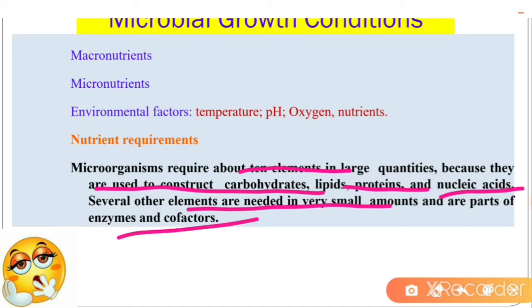Now see, for microbial growth, the most important factor is the nutrient. Nutrients are required for the growth of microorganisms because they have to prepare different macromolecules: carbohydrates, lipids, proteins, and nucleic acids. As far as these macromolecules are concerned, they have to take nutrients and metabolize them. But apart from these, they require small nutrients, that is micronutrients, also for the production of different enzymes and cofactors.